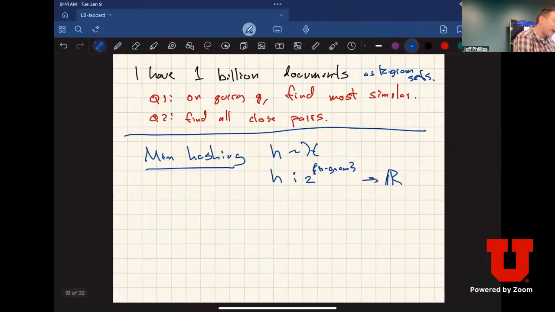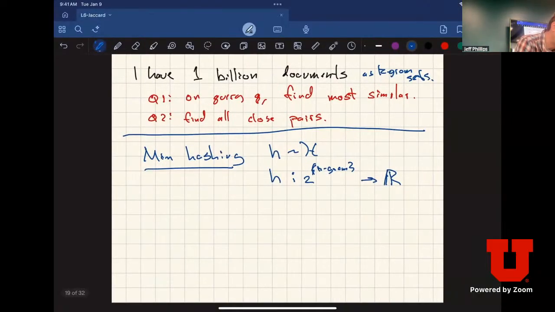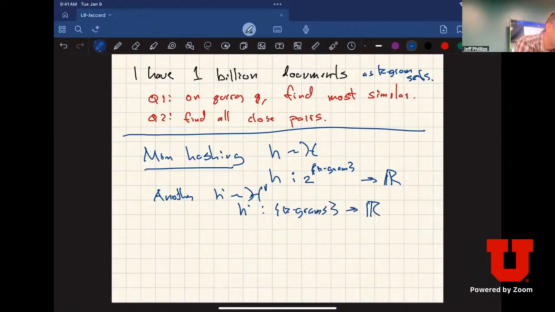I'm going to do this in two steps. I'm going to create another hash function, h prime, from another hash family, and h prime is going to go from just the set of k-grams. So it's going to take a single k-gram and map it to the real values. I'm going to use h prime to define h.